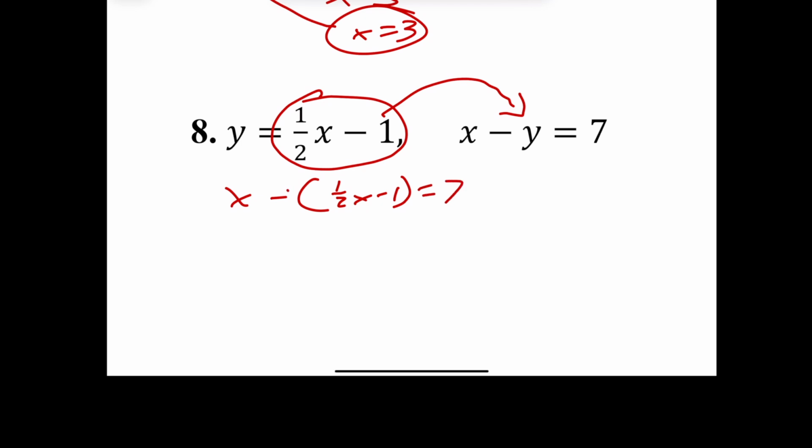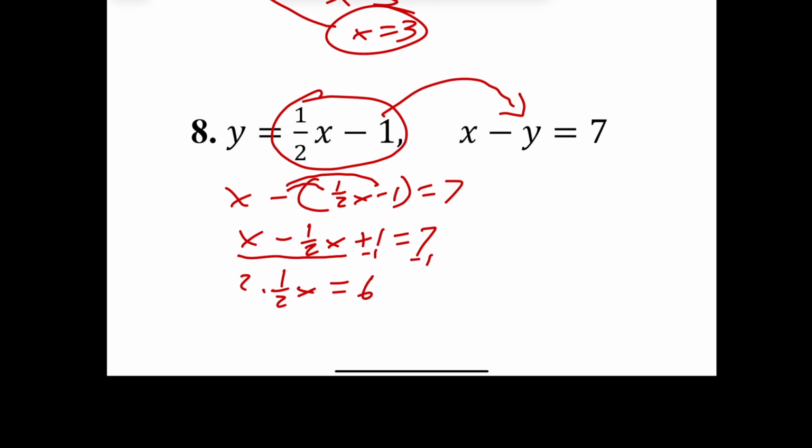Okay, now I'm going to distribute this -1 to both of these. And I'm going to get x minus 1/2 x plus 1 is going to equal 7. Okay, so now once I combine these together, I'm going to get basically what's 1 minus a half? Well, it's a half. 1/2 x equals 6. Once I multiply each side by 2, I'm going to get x equals 12.